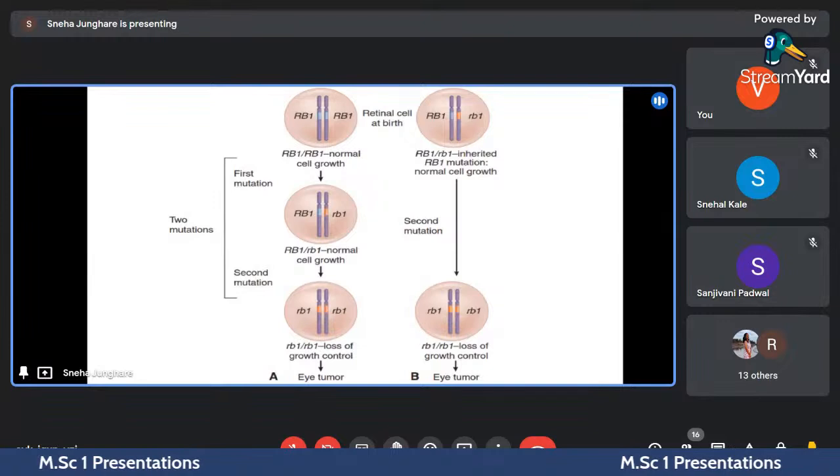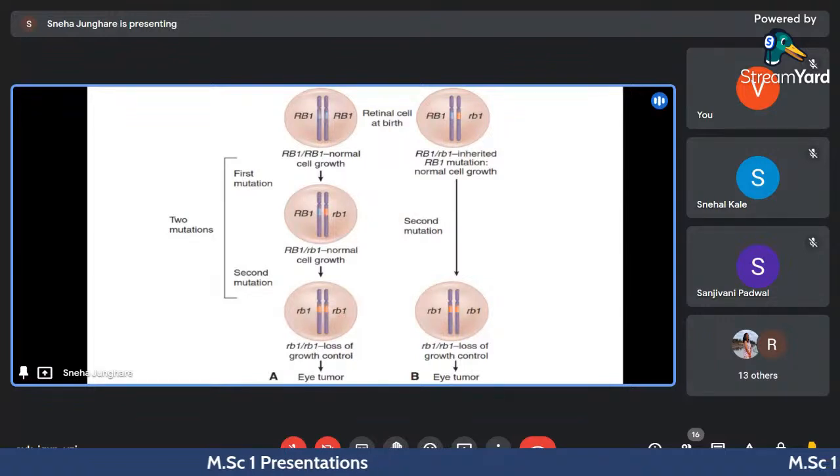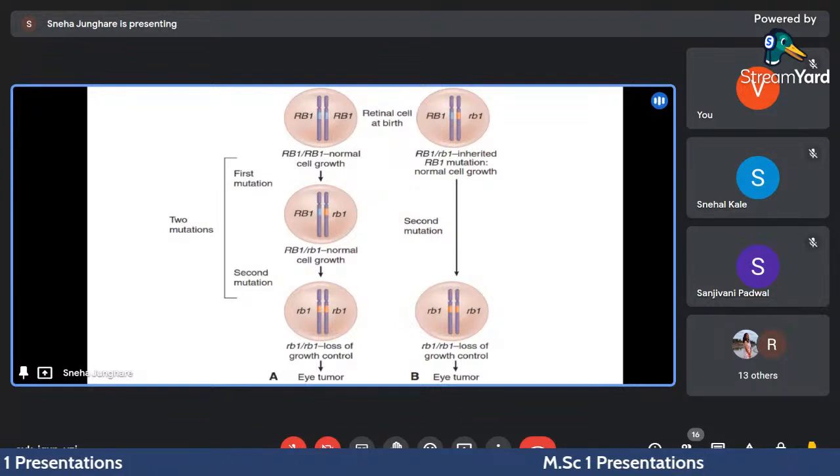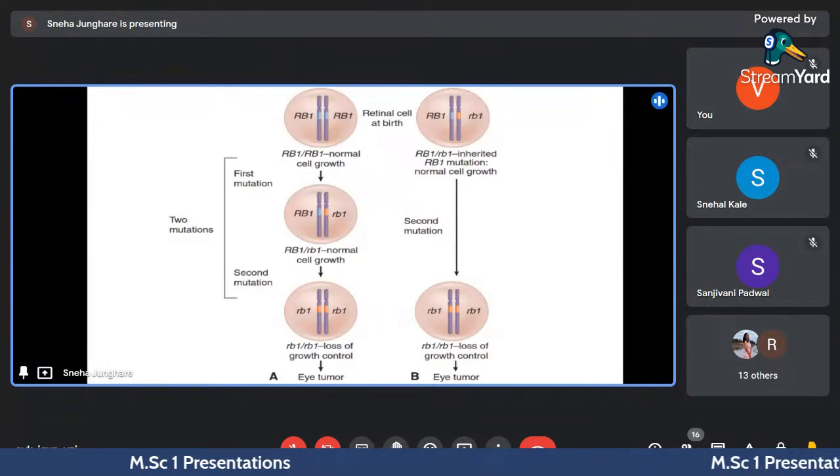In hereditary retinoblastoma, we can see the child is born with one mutated retinoblastoma gene. The cell growth is normal. Here, a single additional mutation of the retinoblastoma gene is needed to produce the homozygous genotype that results in tumor formation and loss of growth control of the cell.